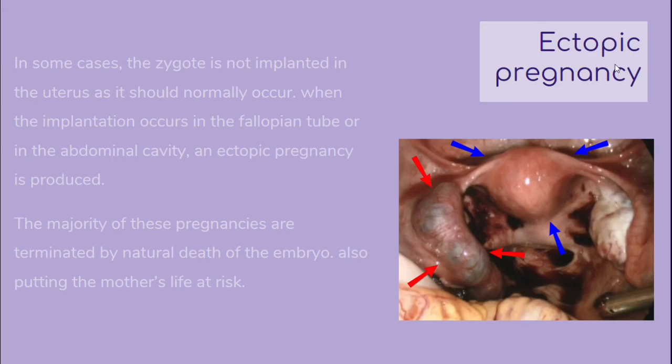Ectopic pregnancy. In some cases, the zygote is not implanted in the uterus as it usually occurs. Instead of being implanted in the uterus, its implantation occurs in the fallopian tube or the abdominal cavity, and this produces an ectopic pregnancy. The majority of these pregnancies are terminated by natural death of the embryo, also putting the mother's life at risk.